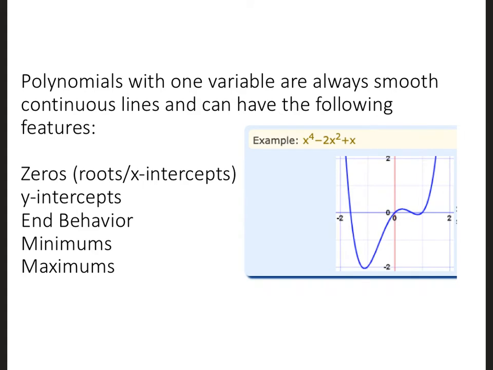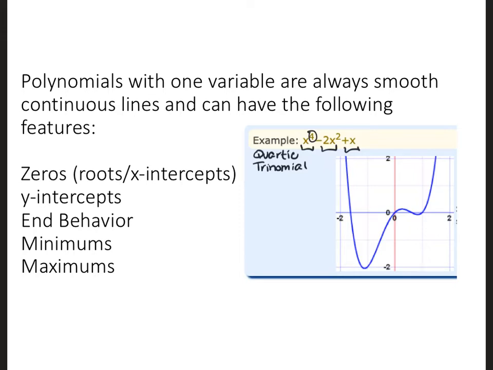Polynomials with one variable are always a smooth, continuous line, and they can have the following features. So I have a graph. I have a 4th degree, so 4th power, x to the 4th power minus 2x to the 2nd power plus x graphed. If we want to keep practicing our names, we call a 4th degree a quartic. And because it has 3 terms, we would call this a quartic trinomial. You can see the graph of this quartic trinomial. It is a type of polynomial.